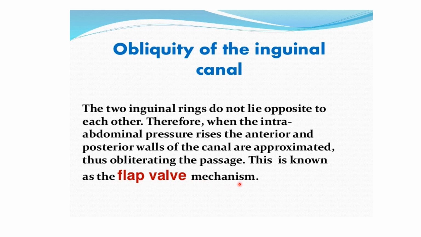So you just have to remember this, that the two rings, the superficial and the deep inguinal ring, do not lie opposite to each other. They are obliquely placed. So in any condition when there is a raised intra-abdominal pressure, like in case of coughing and sneezing or defecation or vomiting, the anterior wall and the posterior wall of the inguinal canal come close to each other, and this mechanism is known as the flap valve mechanism. So through this mechanism, the canal is protected so that the mobile viscera behind it, usually the intestines, cannot protrude outside through this naturally weakened area.